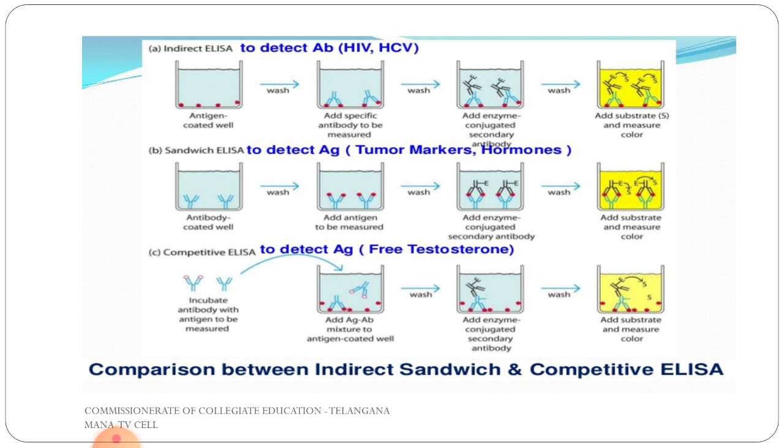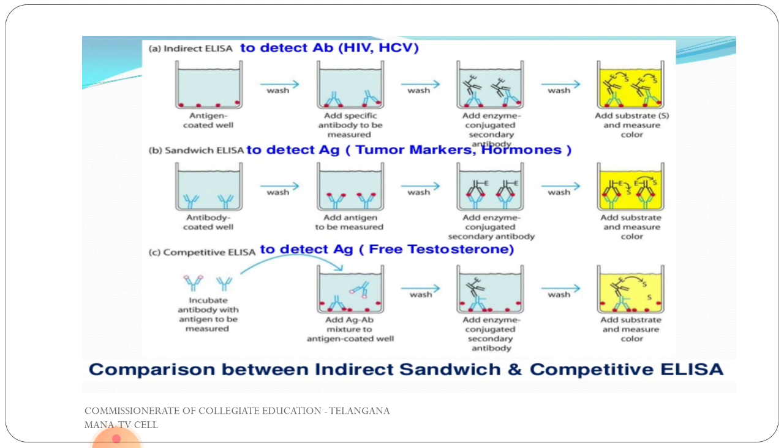Let us see the comparison between indirect, sandwich and competitive ELISA methods. In the indirect ELISA method, the wells are coated with antigen. In the sandwich method, the wells are coated with antibodies. In the competitive ELISA method, the antigen and antibody which are to be measured are allowed to interact or react outside the well.